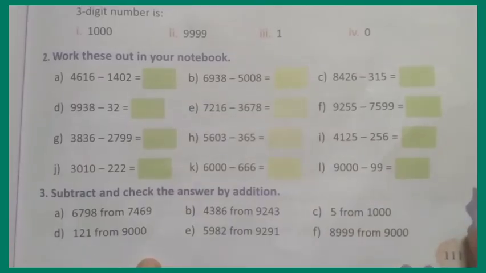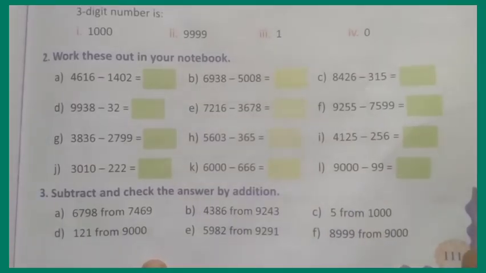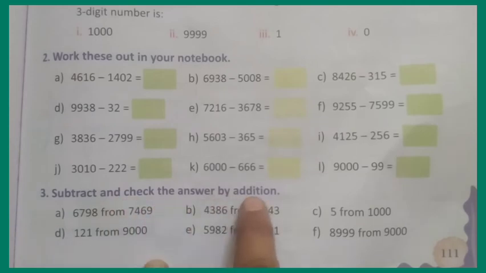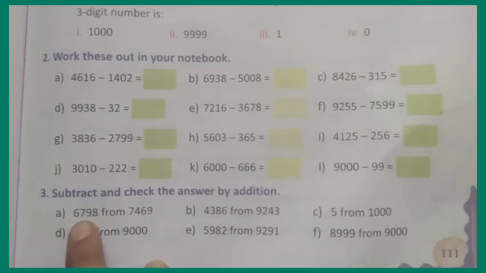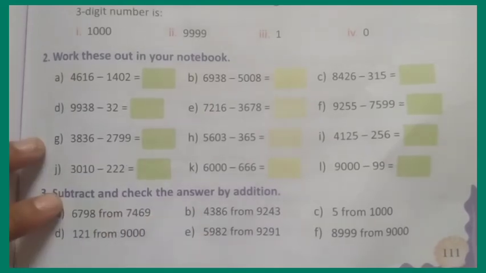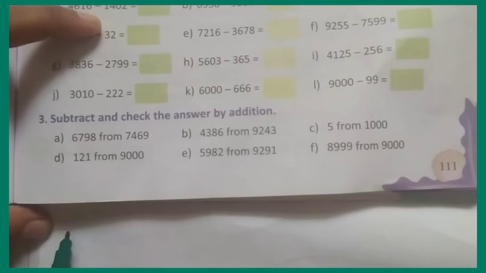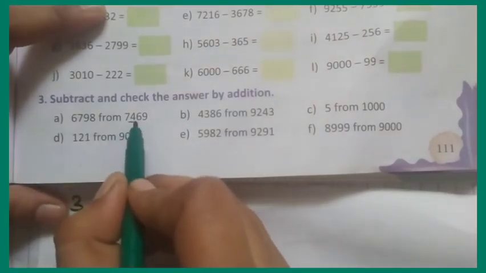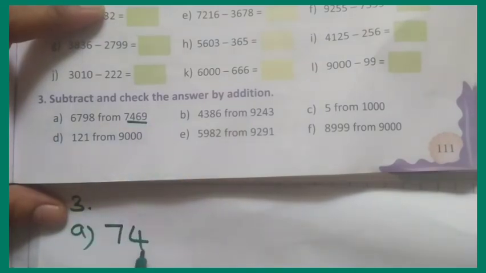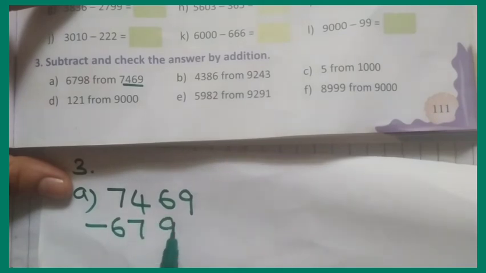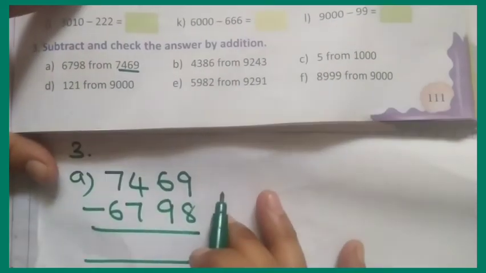And look here children, textbook page number 111, mixed bag, third bit is there. Do this also: subtract and check the answer by addition. Here, 6798 from 7469, sir. Third bit A answer. What is the number here? 7469 minus 6798. Write like this and do subtraction.